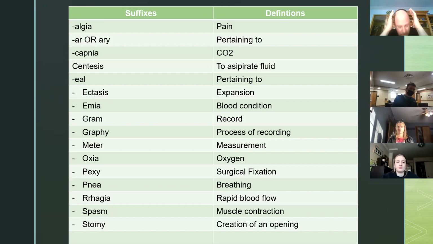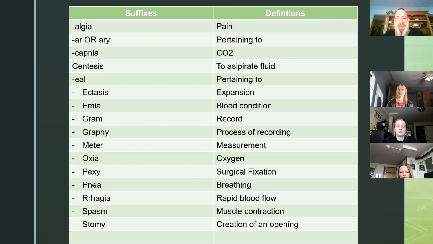Yeah, the lungs aren't expanding. We see this problem often in people with COPD and people with pneumonia. They have atelectasis. They have a hard time with complete lung expansion and inspiration. Emia means blood condition. Gram is a suffix that means to record. Graphy is the same thing, but it is the process of recording. Meter, obviously self-explanatory, means measurement. Oxia means oxygen. If someone is hypoxic, what would that mean?